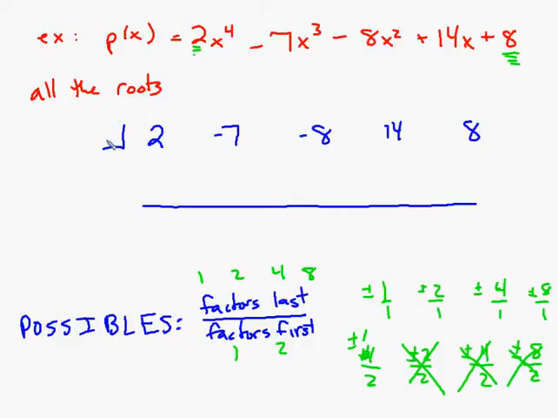Where do you get 1, 2, 4, and 8 from? The factors of 8. Last term, factors of the last term, or the factors of the first term.